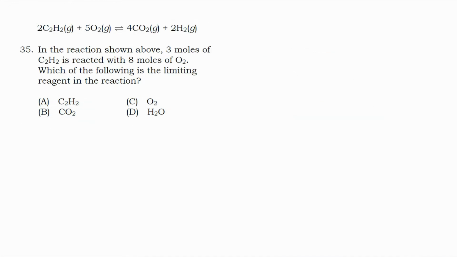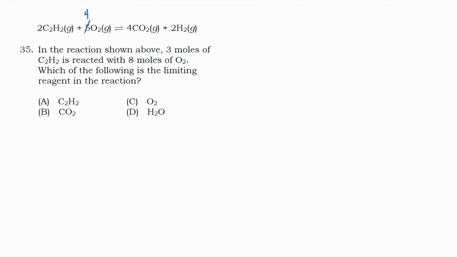Number 35, in the reaction shown above, 3 moles of C2H2 is reacted with 8 moles of O2. Which of the following is the limiting reagent in the reaction? So, for this problem, let's first fix the balancing of the reaction. This will be 4. Instead of 5, it should be 4 to be balanced.